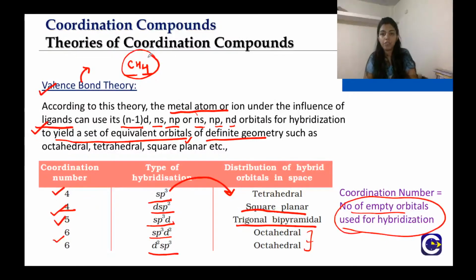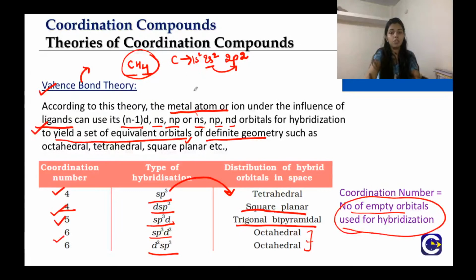No coordinate bond is formed here, only covalent bond is formed, right? So for carbon, we write down the hybridization and the electronic configuration. What was the electronic configuration? 1s2, 2s2 and then 2p2, right? Now what happens is that one electron from 2s gets excited to 2p.